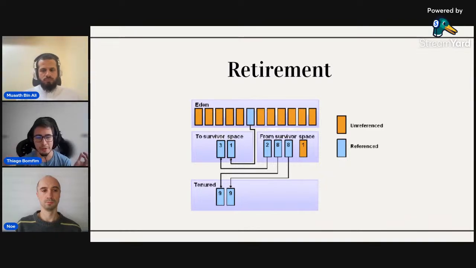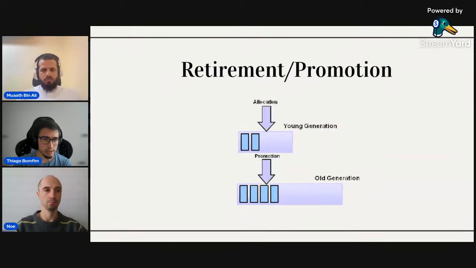Basically they will leave the survivor space and go to the old generation. When this happens, in this case, the age is 8. So after that, they will go to the old generation and become part of the old generation. So just looking at that, okay, the retirement, or actually it's promotion, the real name.